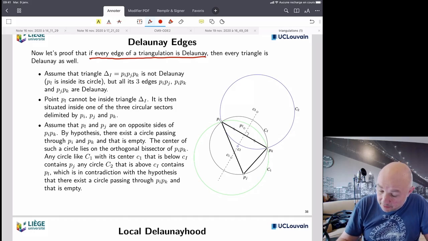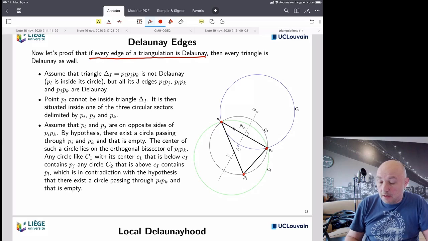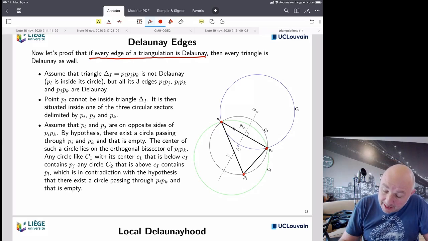We assume that this triangle here, PI, PJ, PK, is not Delaunay. What does it mean? It is one point that lies inside its circle. The point cannot lie inside the triangle, of course, because it wouldn't be a triangulation. So the point has to lie in one of the three disk sectors.